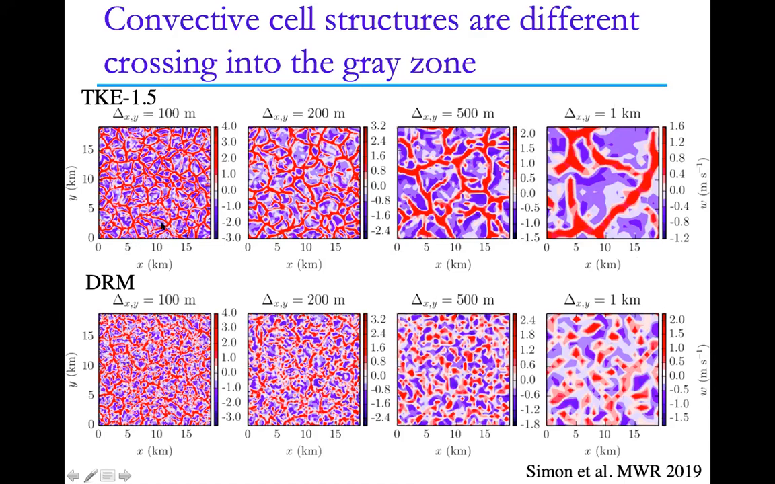They look even closer at 25-meter resolution. And then we progress as we move to the right to coarser and coarser resolution: 200 meters, 500 meters, and 1 kilometer. And you can see the size of the structures that TKE produces are much bigger in the top panels compared to what you get with the dynamic reconstruction model.